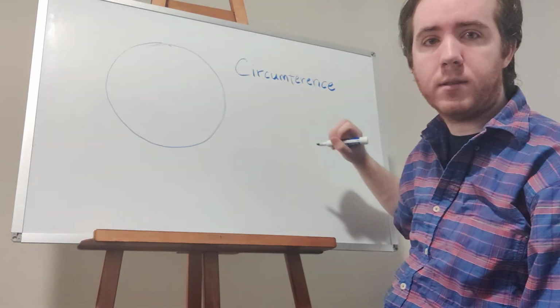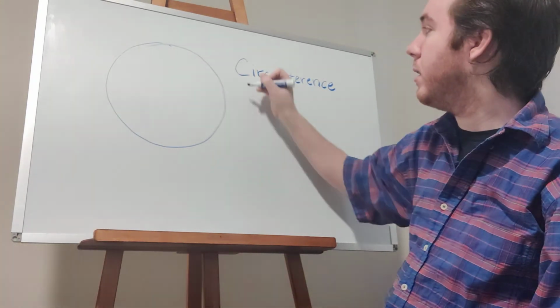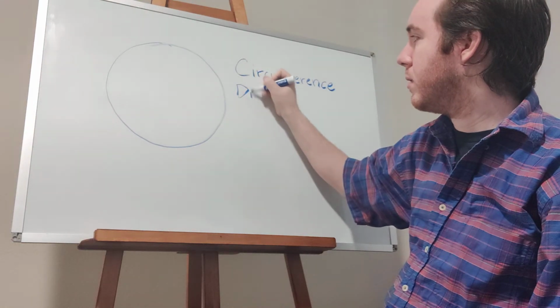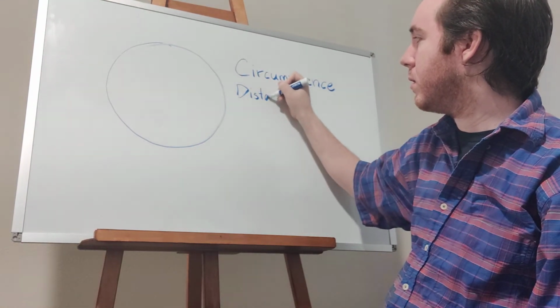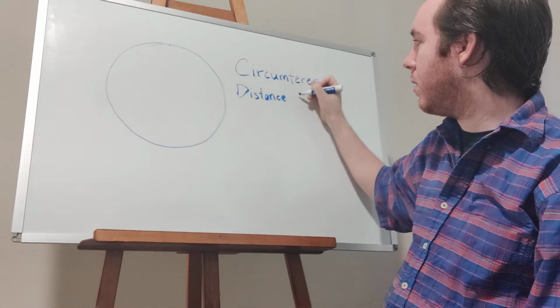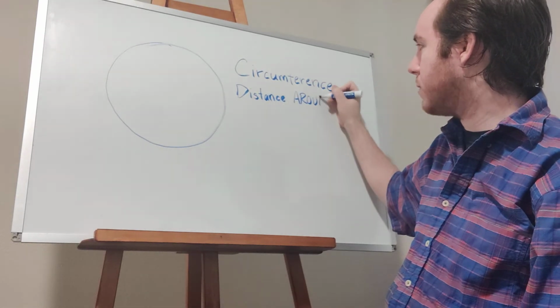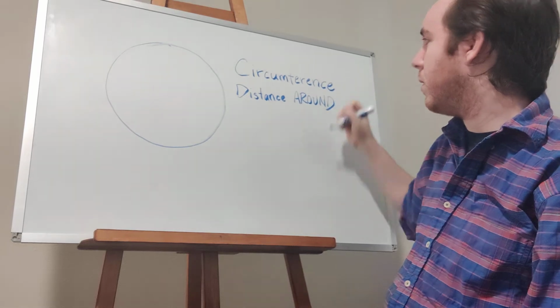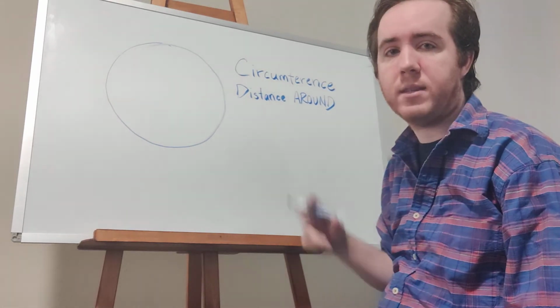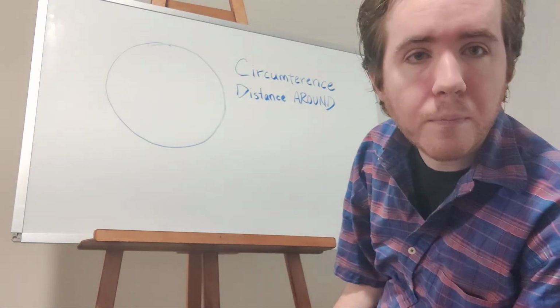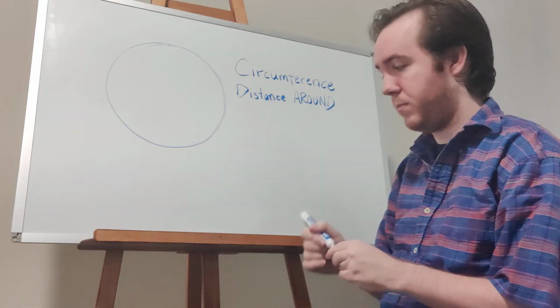The circumference is the distance around our circle. Okay? So that's the distance around.